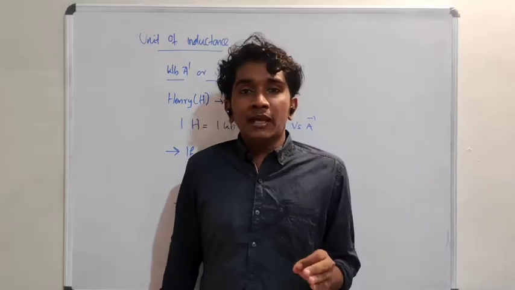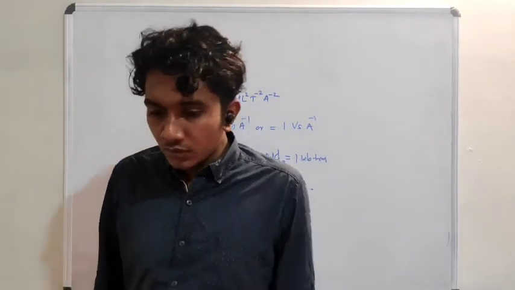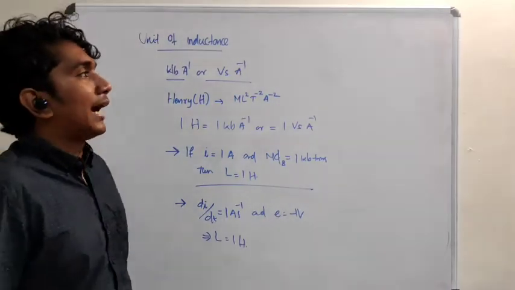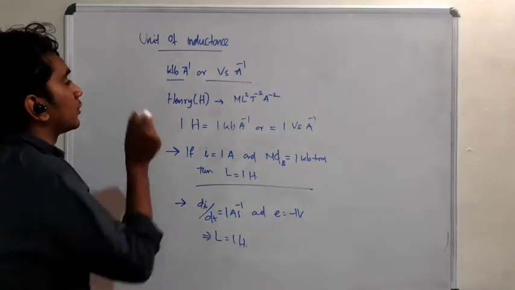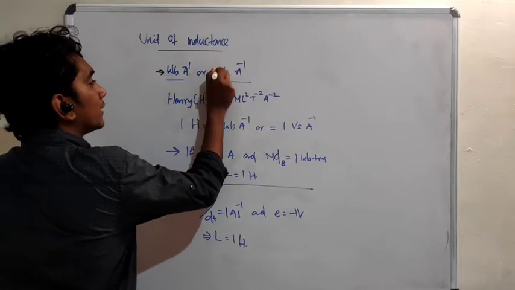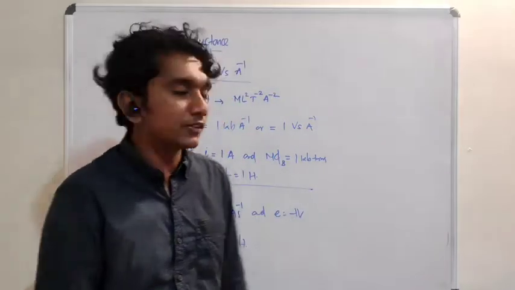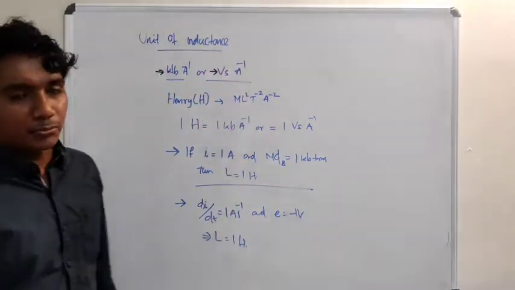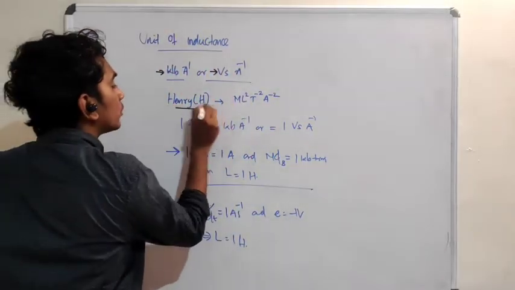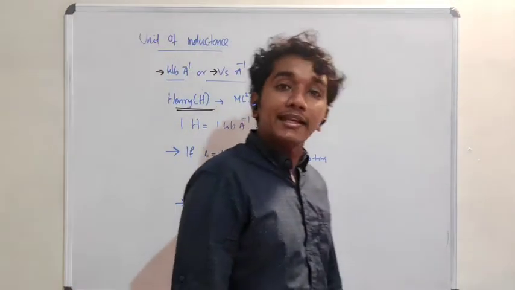Alright, so next we are going to talk about what are the units of inductance. From the equation it is very clear that the units of inductance are Weber ampere^-1 meter^-1... and volt second ampere^-1. These are the units of inductance. But there is one important unit, that is the SI unit, that is Henry. We use Henry as a unit.